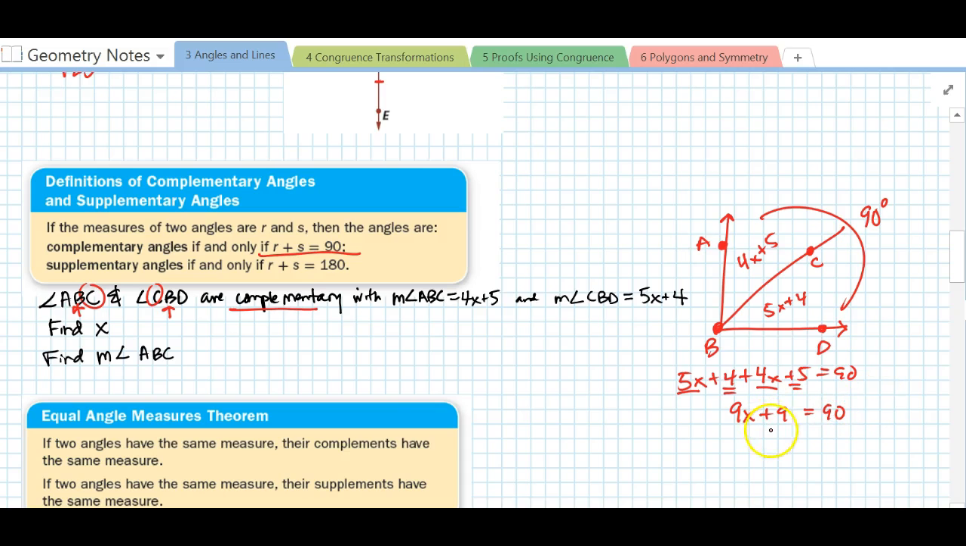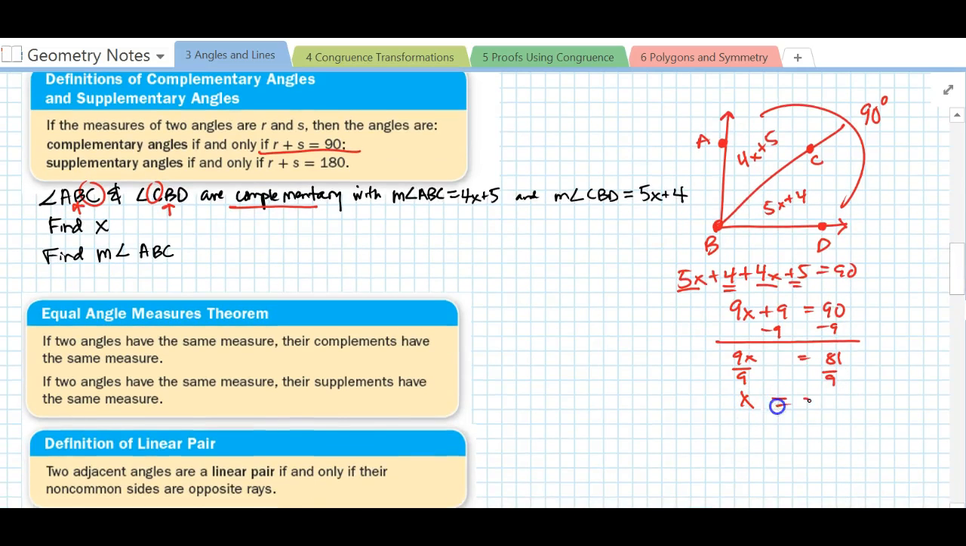Now if I solve for x, I would subtract 9 from both sides. And then to determine x by itself, I would simply divide by 9. So we know that x here is going to be 9. So I found the value of x.